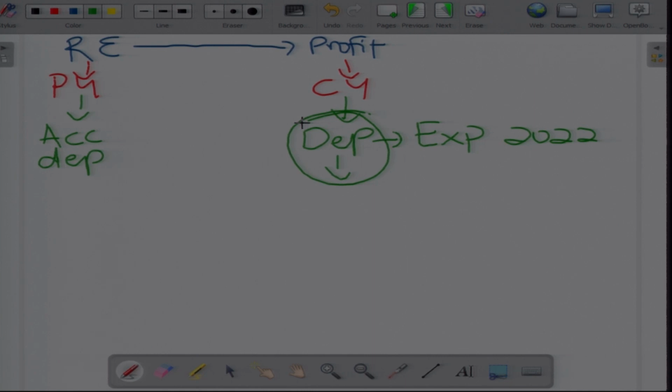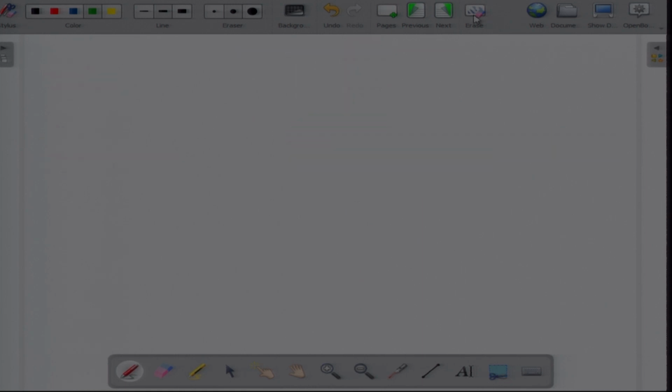Okay, so now I just want to erase this page. Let's do an example, right? So you bought a vehicle for 100,000. Okay, and the vehicle is depreciated at 10%.